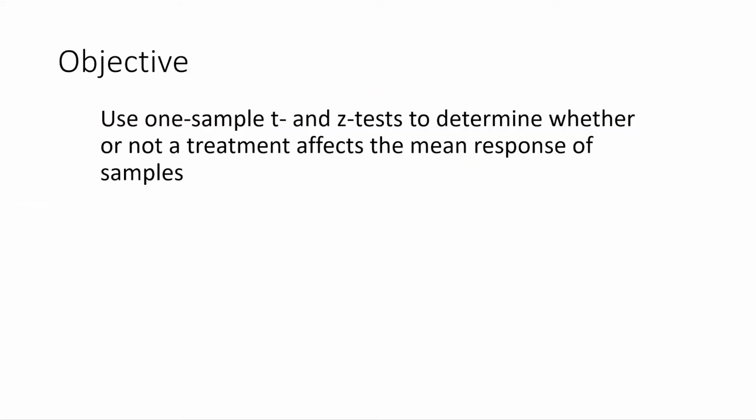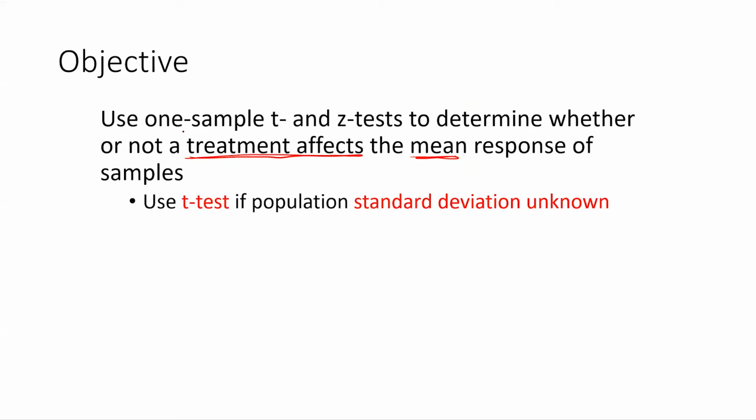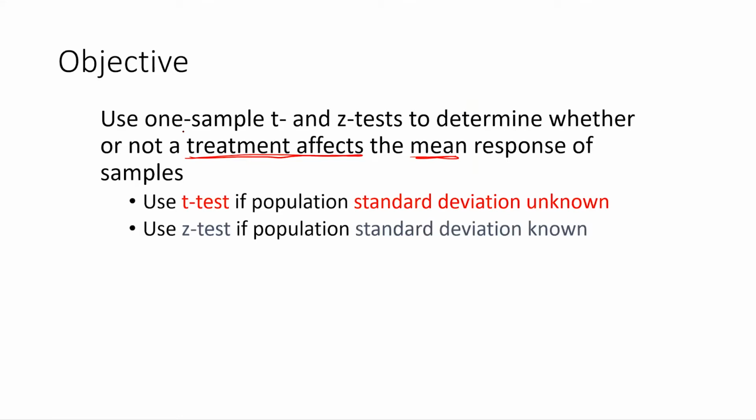So we're using these one sample t and z-tests to determine whether or not a treatment affects the mean response of samples. So we're comparing means and seeing if treatments affect them. We use a t-test if the population standard deviation is unknown, and a z-test if the standard deviation is known for the population.